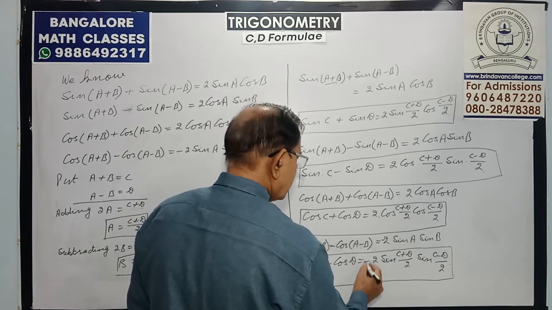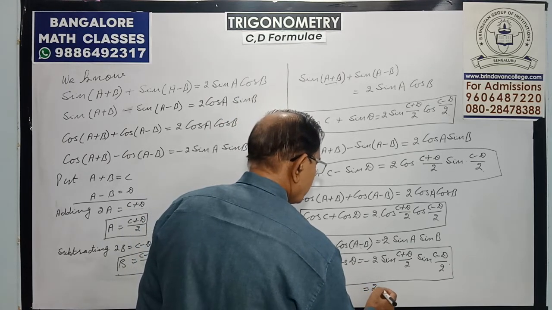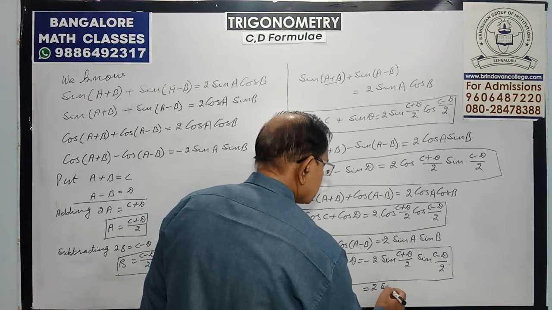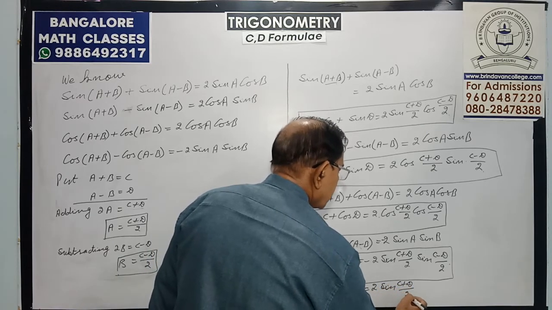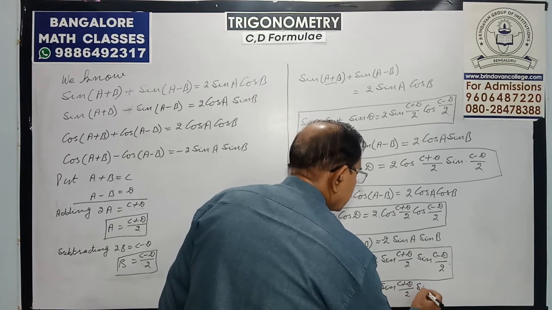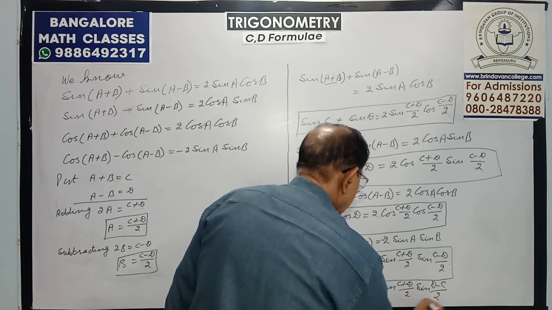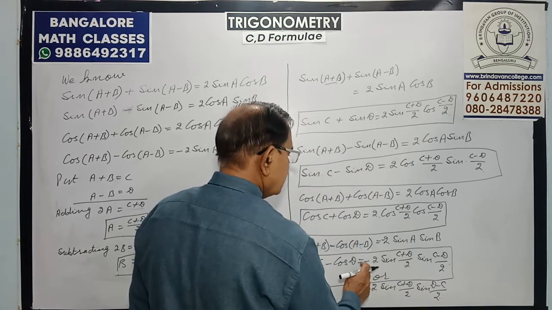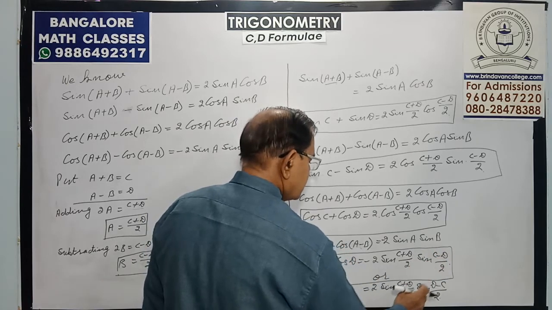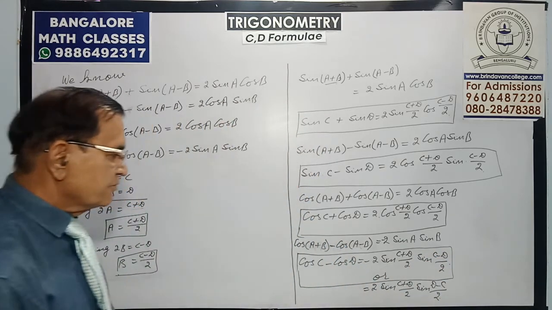Here we can write one more identity for this, that is 2 sin (C plus D) by 2 sin (D minus C) by 2. So both are correct. Either put the negative sign outside and then (C minus D) by 2, or without the sign put (D minus C) by 2.